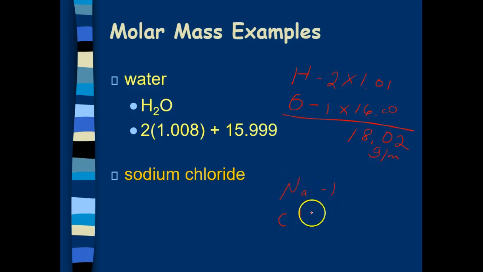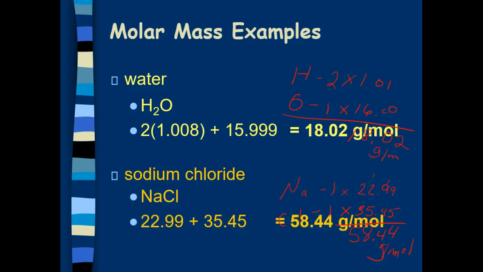Sodium chloride, NaCl: 1 times 22.99, and then 1 times 35.45. You multiply across and add down, and you get 58.44 grams per mole. What does that mean to us? It means that for every mole that we have, we have 58.44 grams.